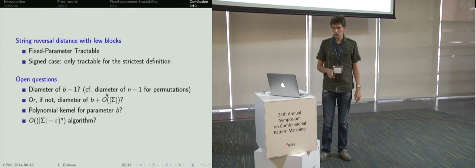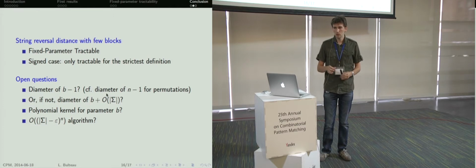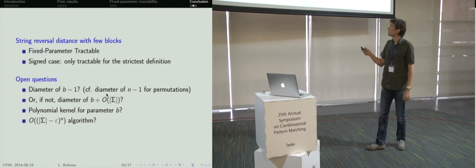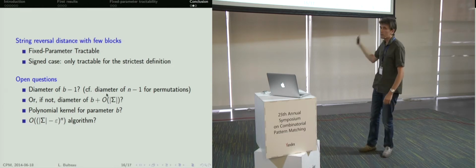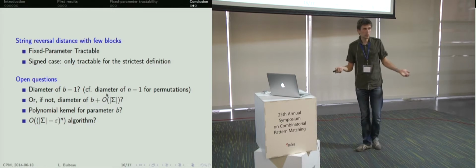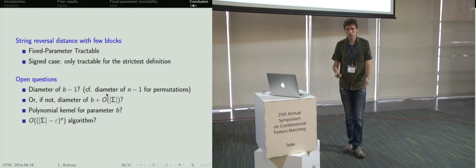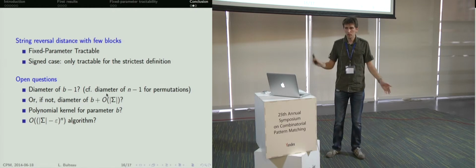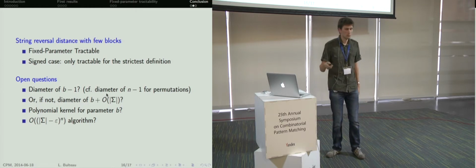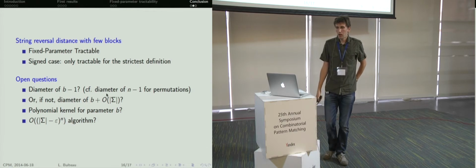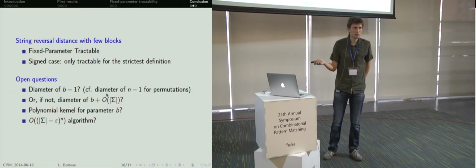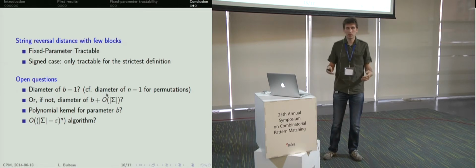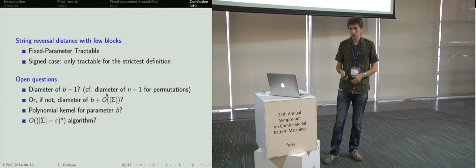And so first to recall what I've said, we've got the fixed parameter tractability for the number of blocks. So if we've got few blocks in the input string, at least we can do something, even though the reversal distance is NP-hard for all strings. And in the sign case, we can only have some tractable results if we consider the strictest definition of blocks. We cannot consider plus A and minus A to be one and the same block, otherwise it's already NP-hard.